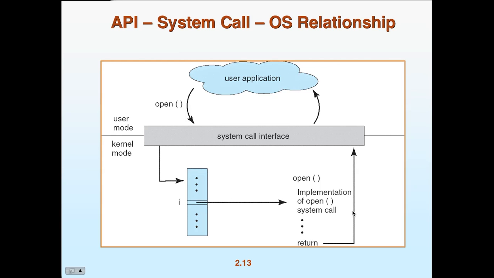So open is going to be implemented by the open system call. And then there's a return that comes back up through the kernel mode and passes through the interface to the user, and you get, okay, open, 0. We're done. It completed properly.